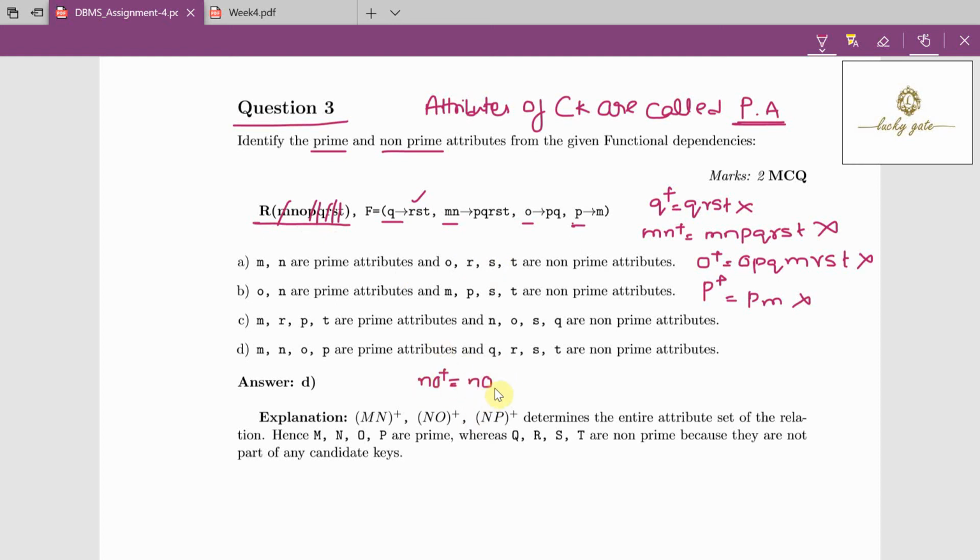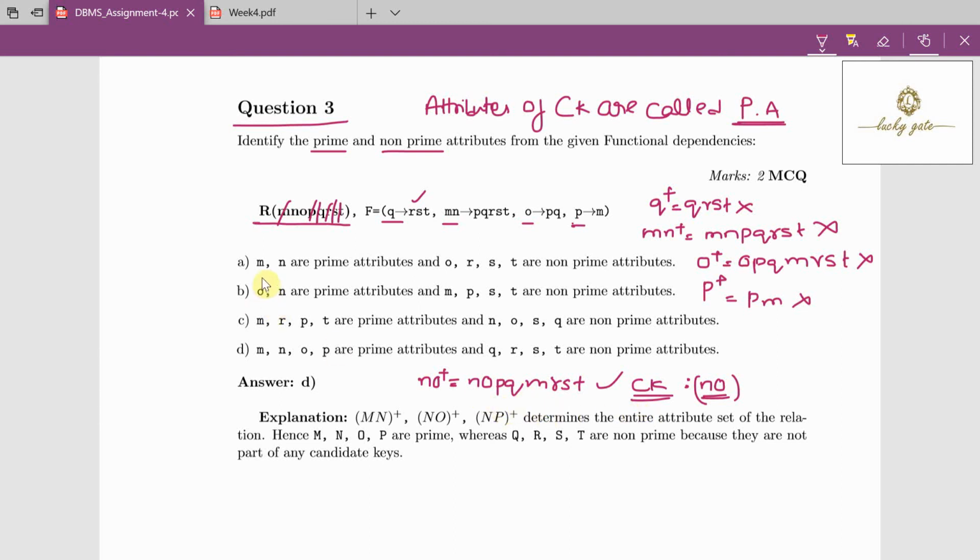NO, with O we have PQ, with P we have M, with Q we have RST based on the first dependency. With MN we have PQRST, that is also there. So what is the NO closure? NOPQMRST, means all attributes, then we can call it as a key for the relation. Now what is a key? Only one key, that is NO is a key.